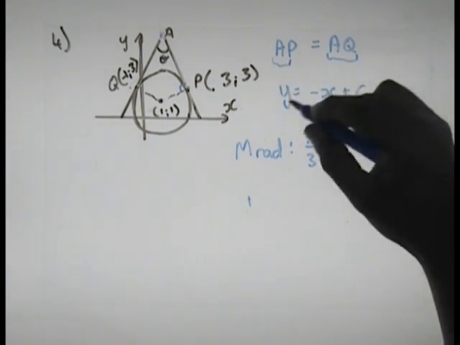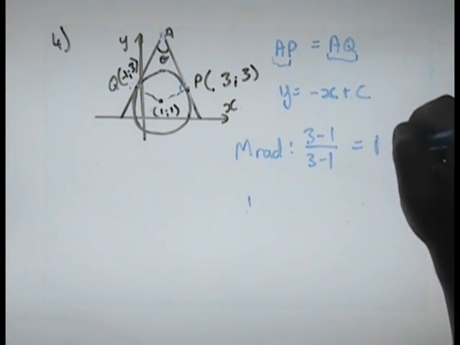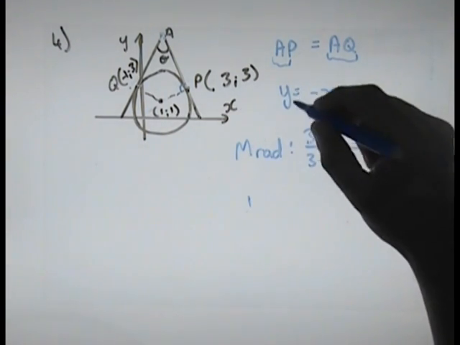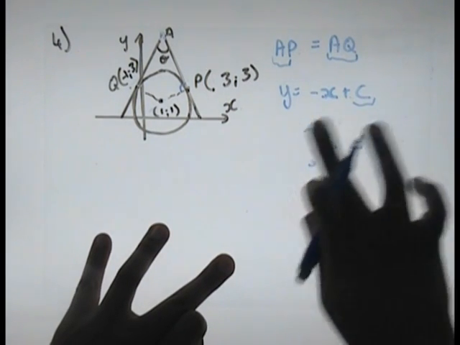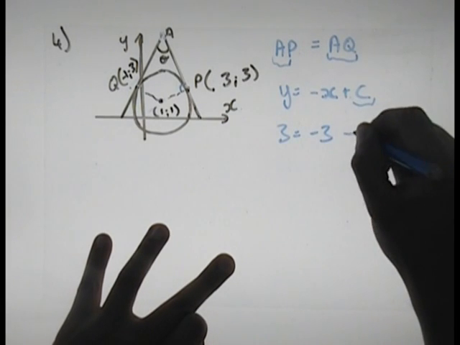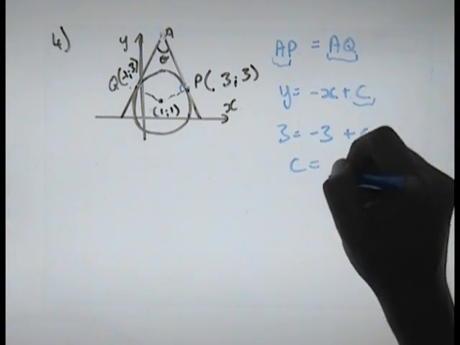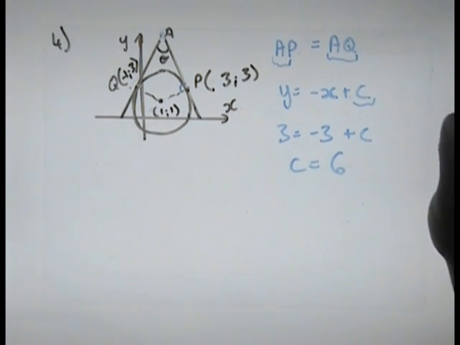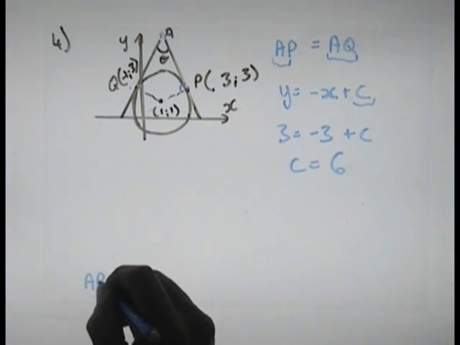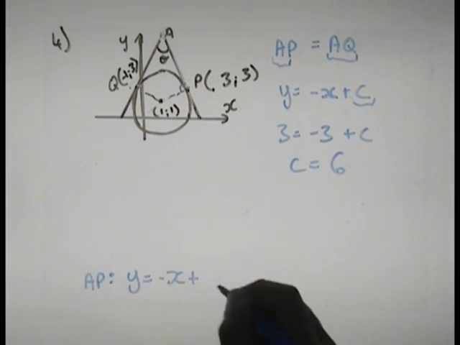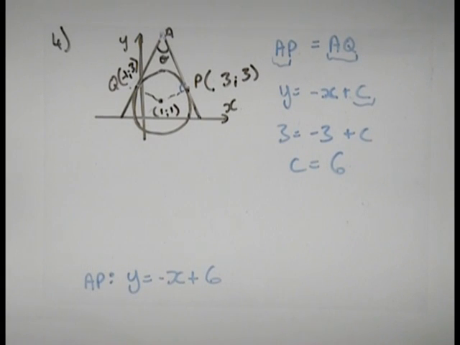So our equation of AP reads y is equal to -x plus c. To work out c, substitute the point we have in. That means that 3, which is our y value, is equal to -3 plus c. So c is equal to 3 plus 3, which is equal to 6. That means that the equation of AP reads y is equal to -x plus 6.